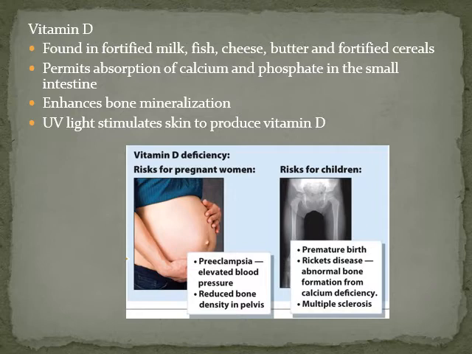If you have vitamin D deficiency, it can lead to preeclampsia, which is elevated blood pressure, or it can also reduce your bone density in the pelvis, which is not something you want happening when you're trying to birth a baby. Also, some risks for children. It can lead to premature birth. It could also lead to rickets disease or multiple sclerosis.